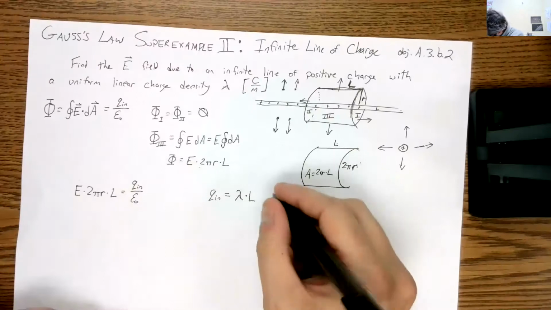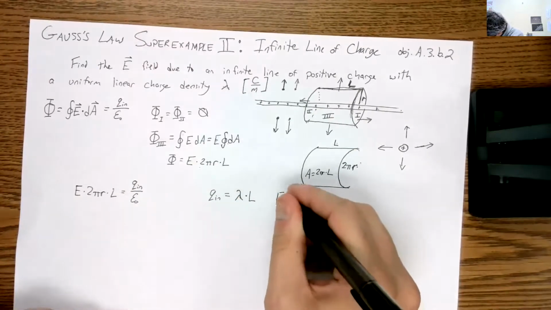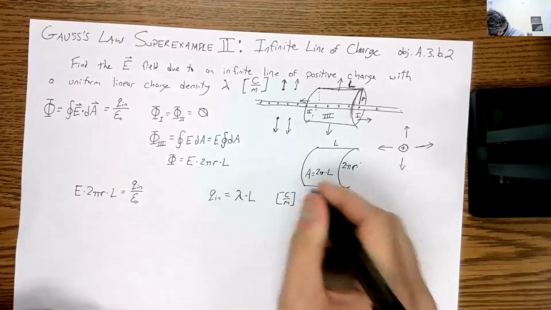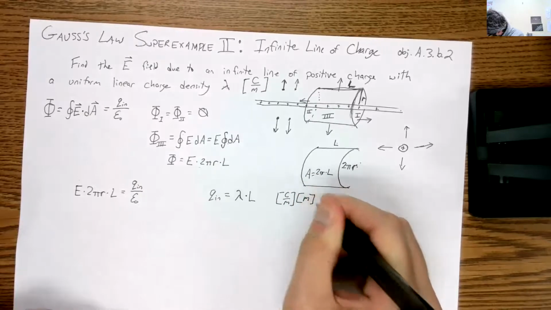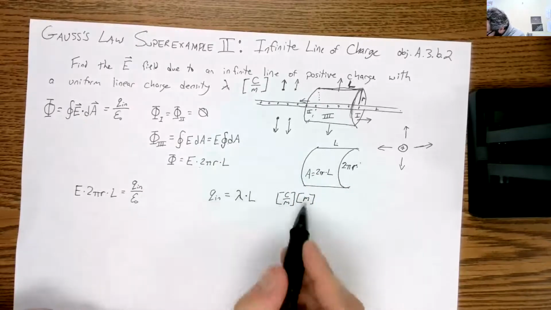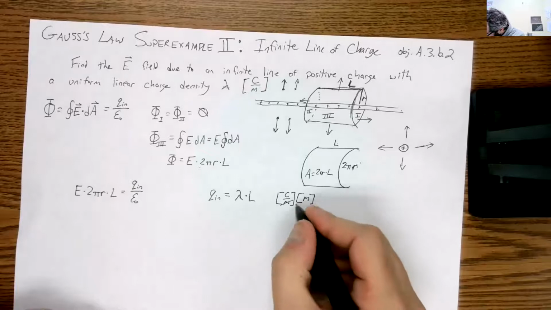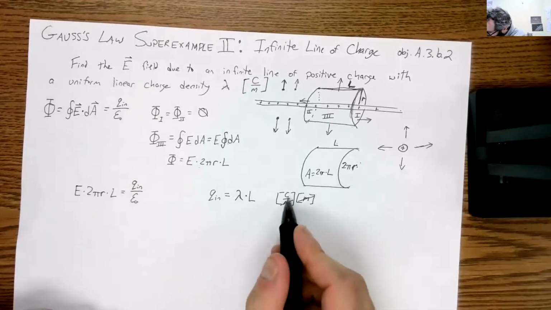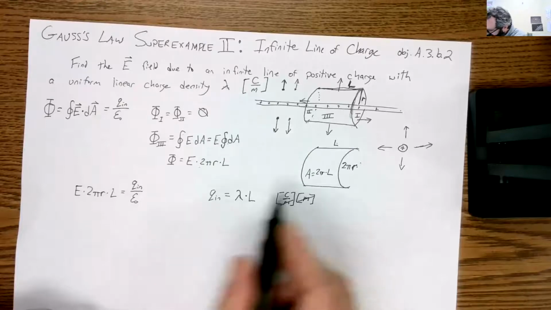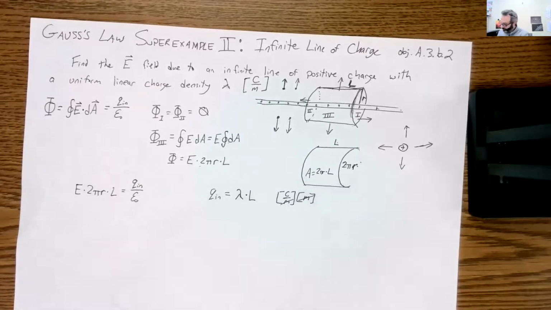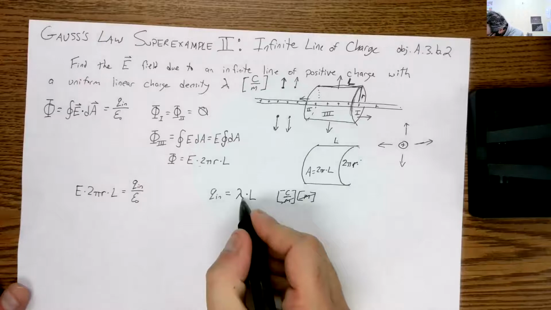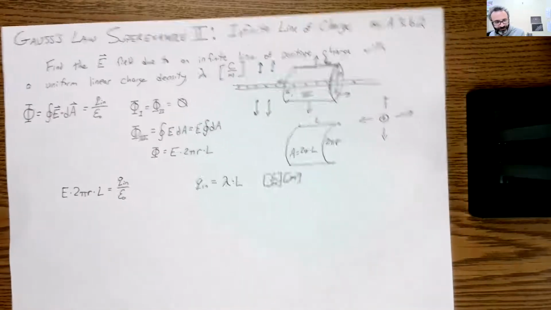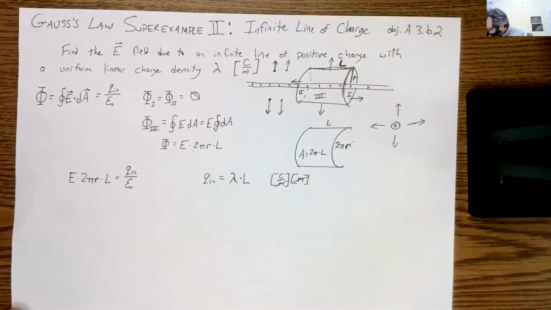And if we look at the units, the lambda has units of coulombs per meter. The length of the cylinder has units of meters. If we multiply coulombs per meter by meters, the meters cancel out, and we have coulombs. And that's the charge. Charge is going to be in coulombs. Okay, so if something about this part's not clear, ask a question.